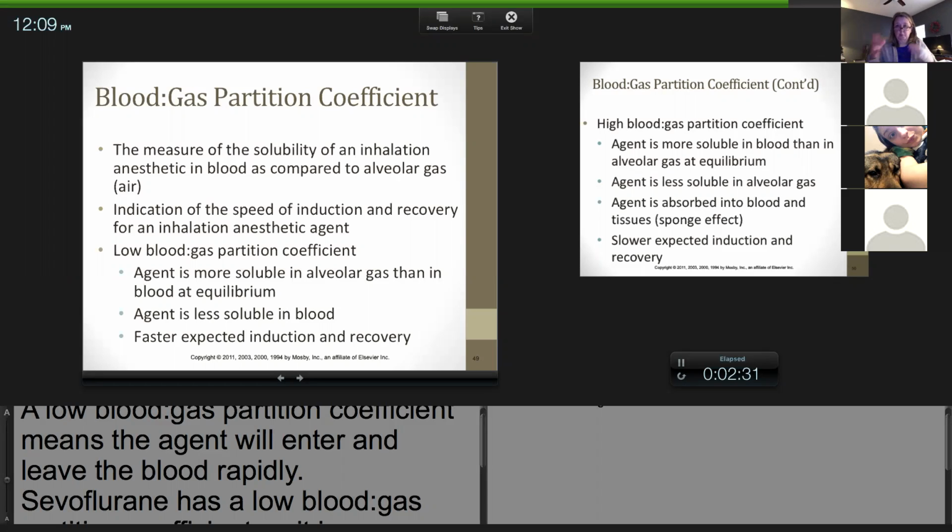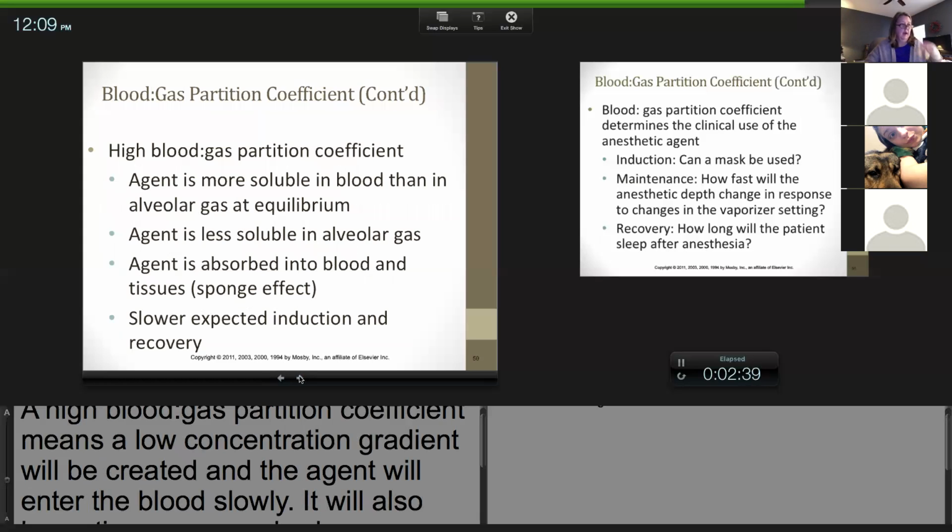You can change them from 2% to 1%, and within about 3 to 5 minutes, you can see an effect of turning them down. Where you have high blood gas solubility, that tends to dissolve into the tissues, into the plastics even, with the breathing system in the bag. And that's associated with a slow induction, slower recovery, and slower changes. When you go from 2% to 1%, the changes aren't going to be as rapid.